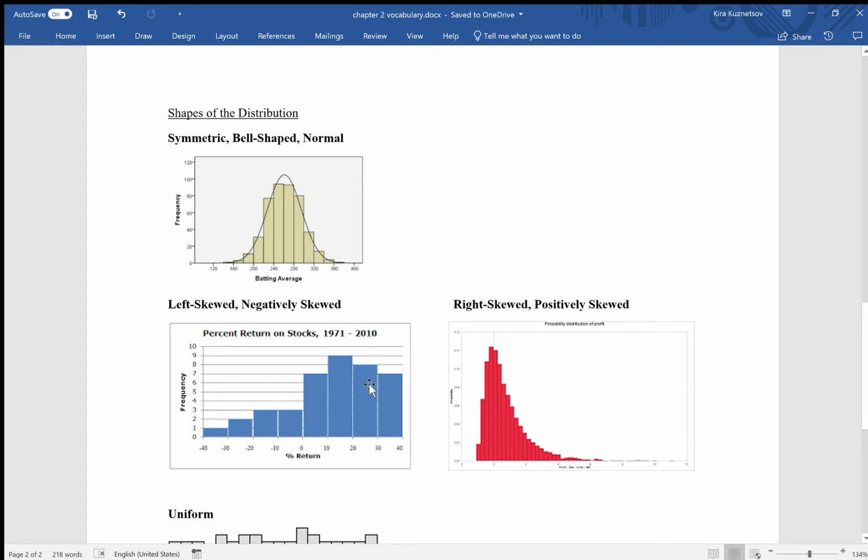So shape number 1 is this one. It's a symmetric distribution. You can see symmetry if you draw the line right in the middle. The left one looks very similar to the right one. It is bell-shaped because if you approximate this with a smooth line, you do get a bell. And this is a normal or approximately normal distribution. This is what we're going to be studying for most of the semester, the normal distribution.